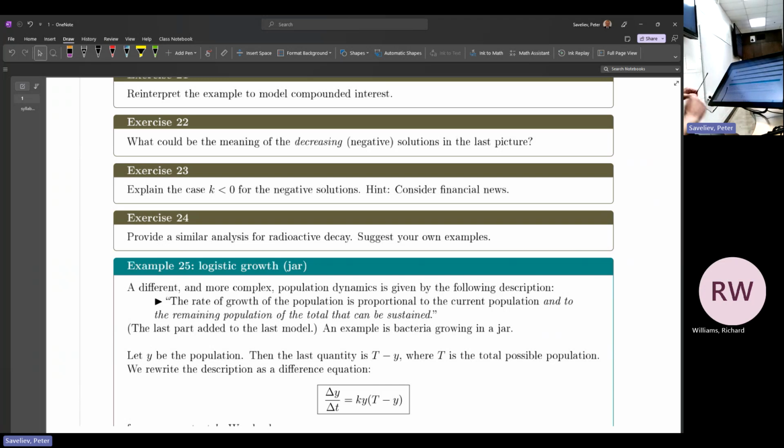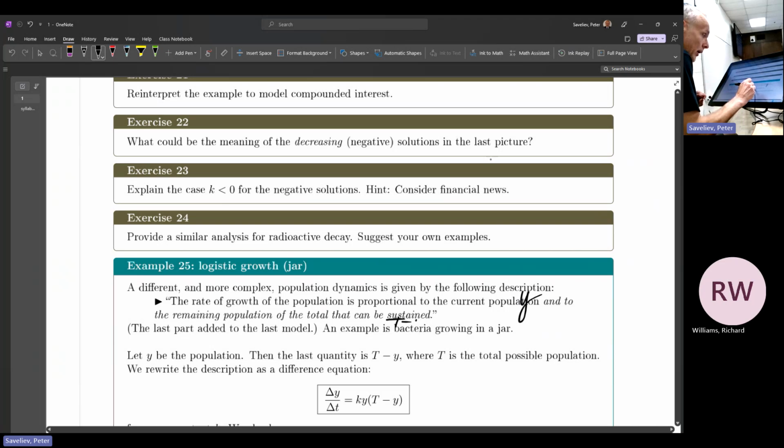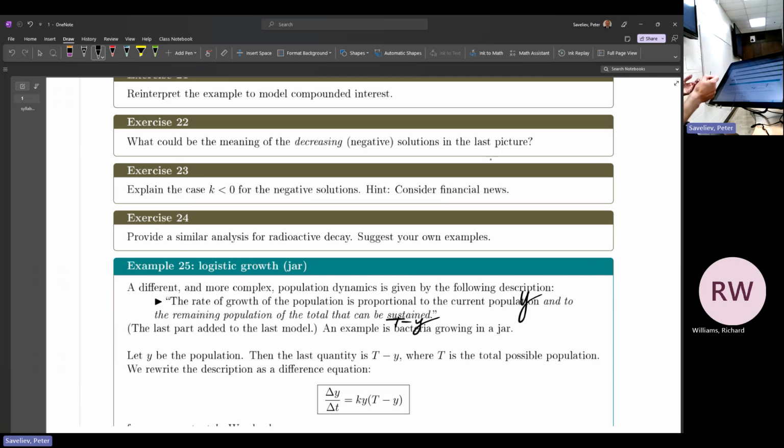First of all, let's convince ourselves that this is a good model. So it's proportional to the population, which is Y, right? And to the remaining population, that is T minus Y. So Y is the current population, T the maximum population, T minus Y the remaining room. Okay, so if we're convinced that this is a good model, then we can predict from the formula what the graph looks like. Once again, qualitative analysis.